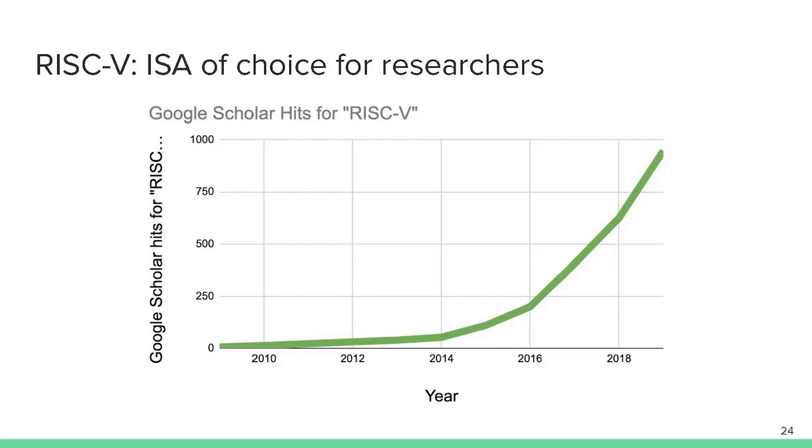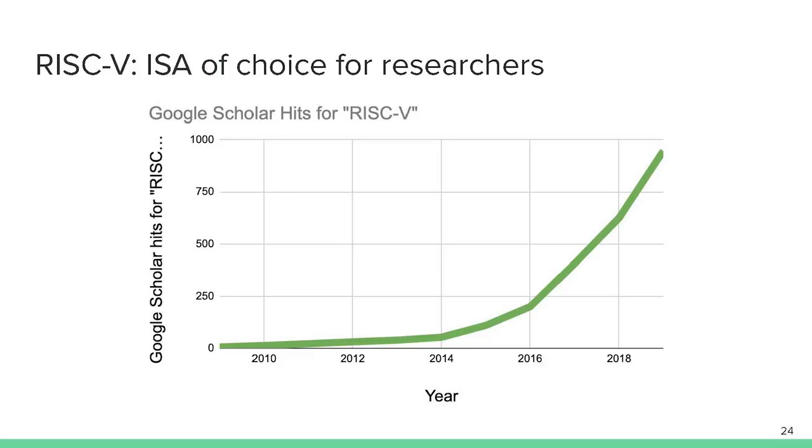So RISC-V is also becoming the ISA of choice for researchers. I made this very scientific graph by going to Google Scholar and Googling RISC-V over the years. Apparently you used to be able to do this with a bot, and they killed it, so I had to do it manually. But I do remember the moment when I first got an email saying, hey, you have a citation, and I saw RISC-V in the title, and I was like, yes, it's happening.